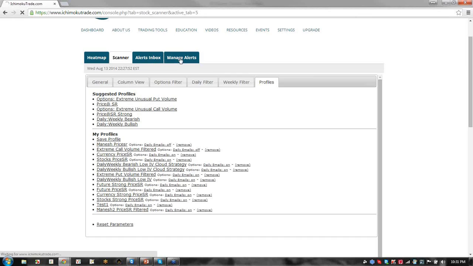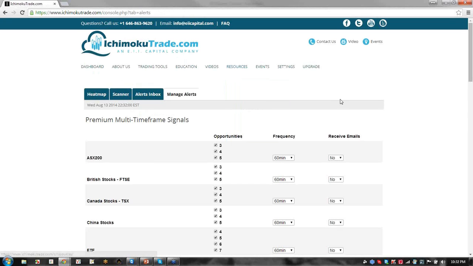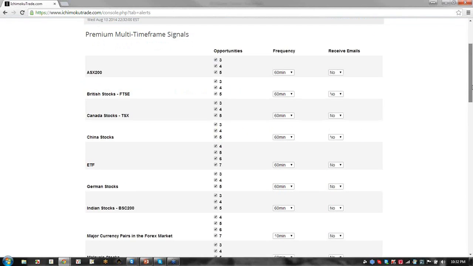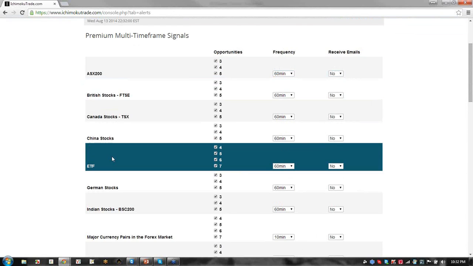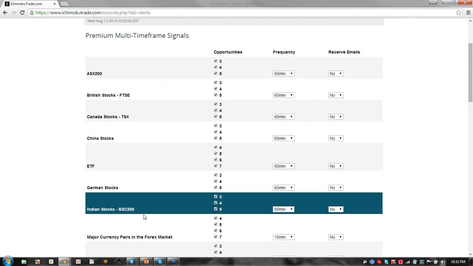So first things first, what we need to do is go set up our alerts. So I'm going to come over here, and I'm going to set up my alerts. If you click on Manage Alerts, this is where you can come in here and configure everything for every market out there. So first thing you need to do is, let's go through and choose any of these.